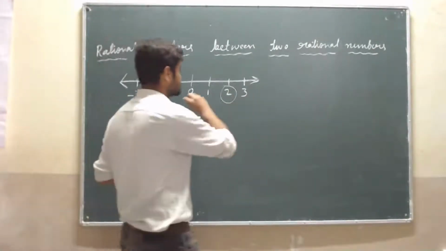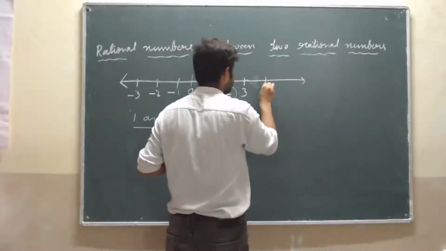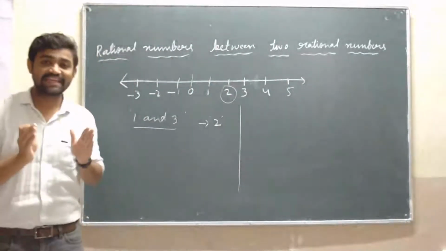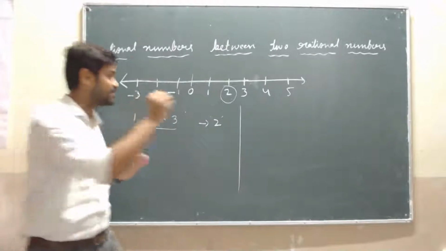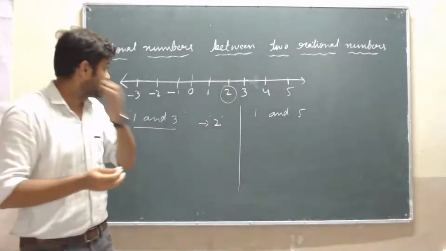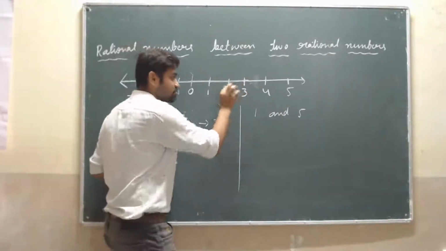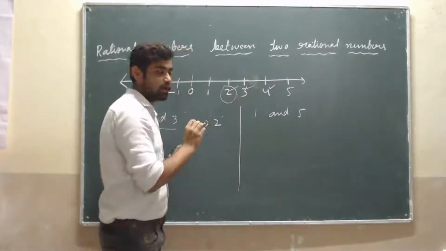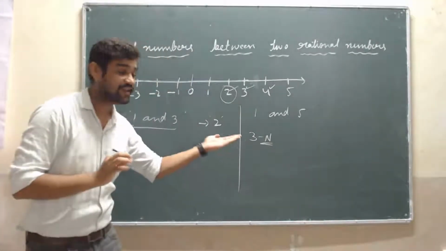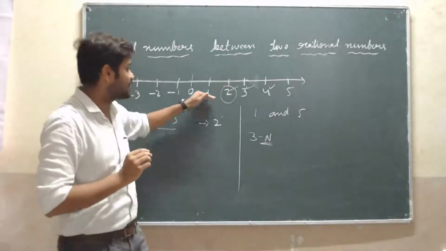Okay, one more. Now tell me, how many natural numbers exist between 1 and 5? Let's see. 2 is there, 3 is there, and 4 is there. Only 3 natural numbers will exist between 1 and 5. We have to leave these both.